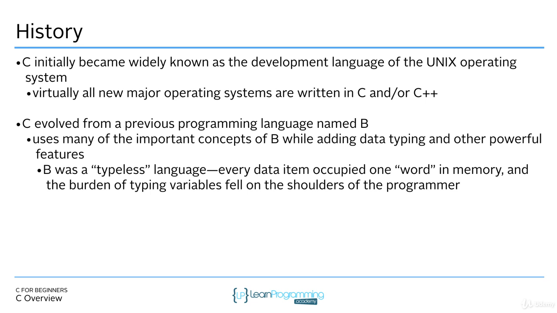You might not have a clue what data typing is. Don't worry about that right now. Know that it added some new features from B. Mainly B had this issue of being typeless, meaning data didn't have types, and C improved upon that.